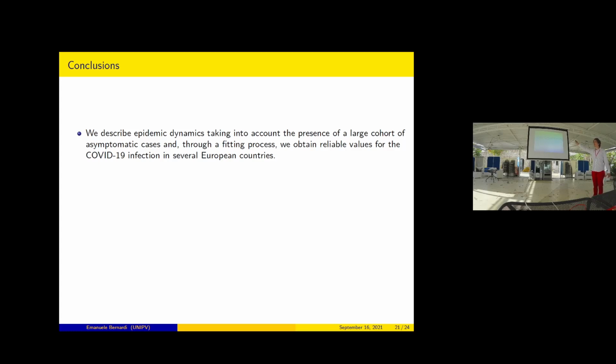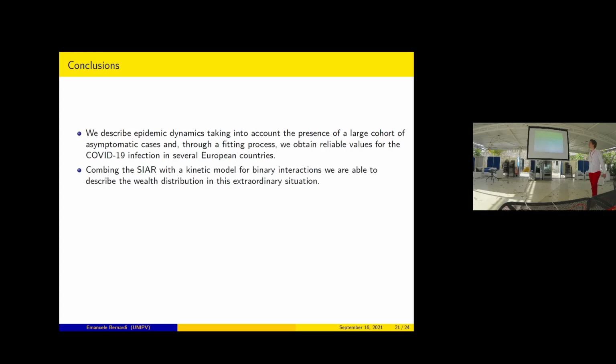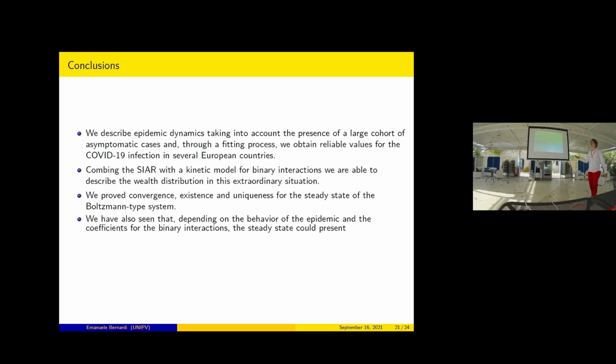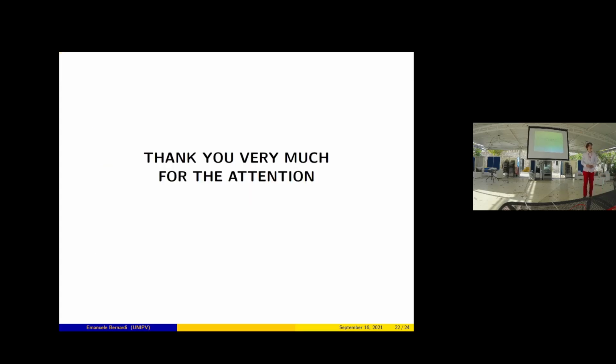And so in conclusion, we have coupled these two models, and we have obtained values for the epidemic parameters that are more realistic and more reliable than the ones that we obtained with a simple SEIR model, also using the asymptomatic cases. We have combined the kinetic model for wealth distribution with the SEIR system, and we have proved convergence, existence, and uniqueness for the steady state of the Boltzmann-type system that we have obtained. We have also seen that depending on the behavior of the pandemic and on the kinetic parameters that we use, the steady state of the wealth distribution would present a unimodal shape, but also a bimodal shape. And that's all. Thank you very much for your time.